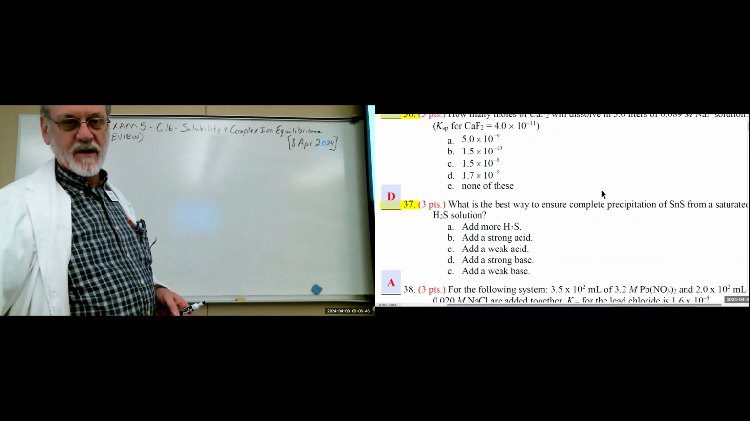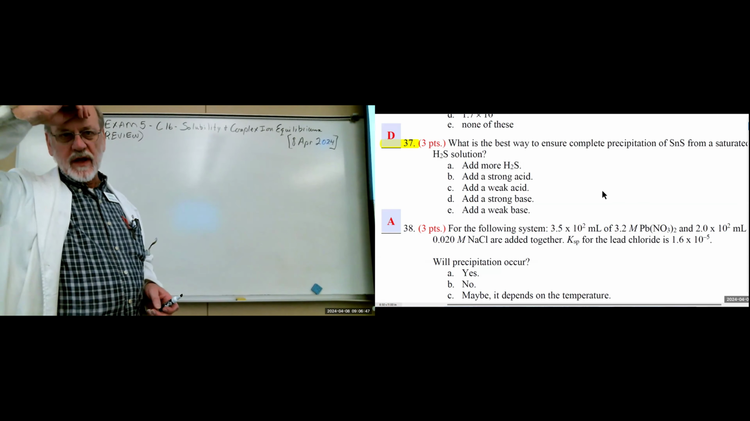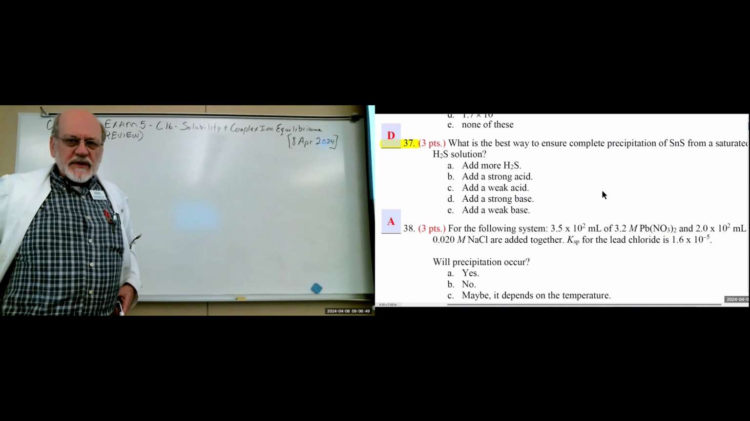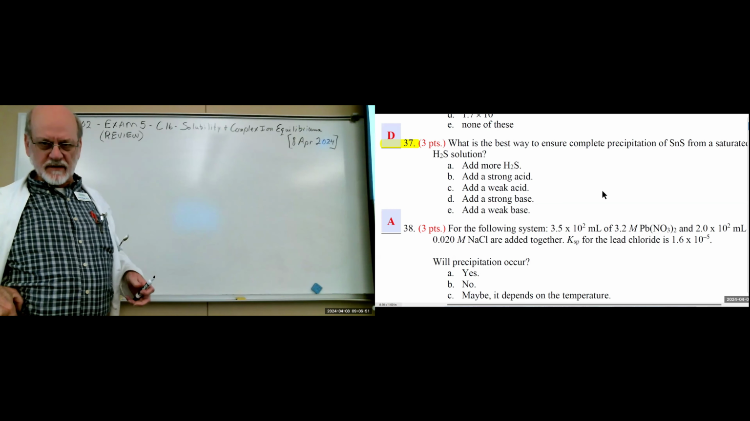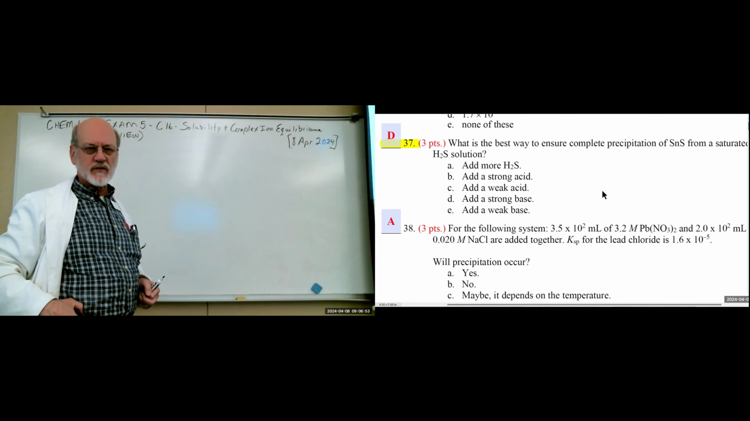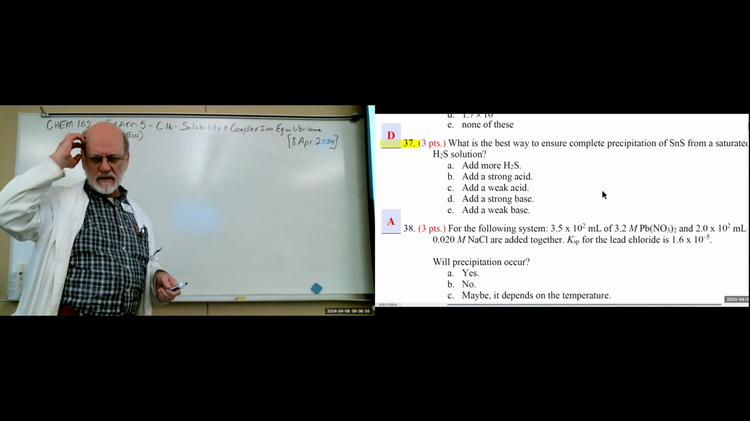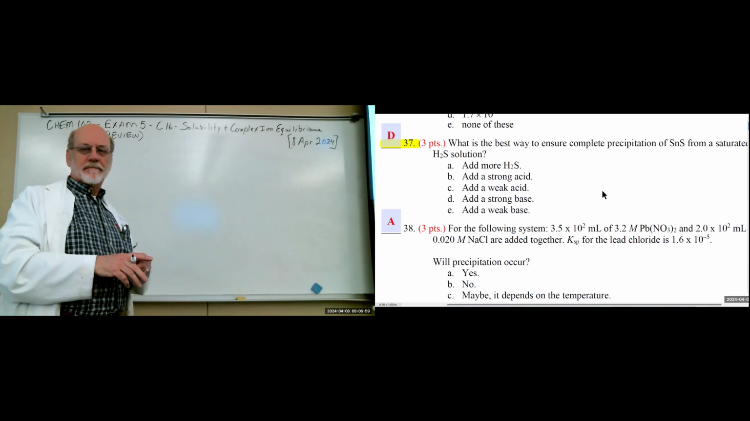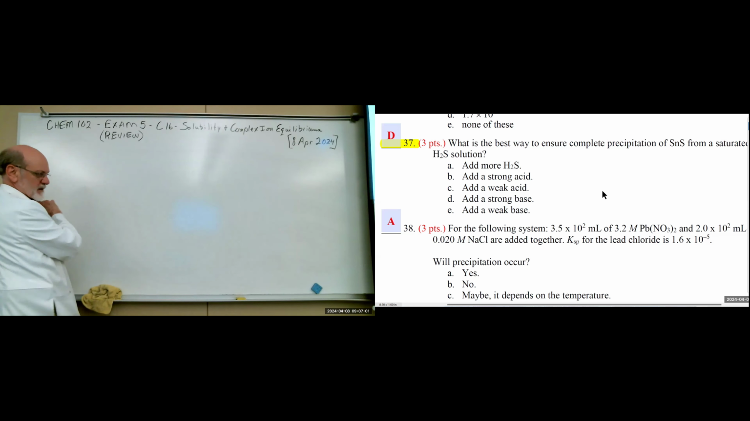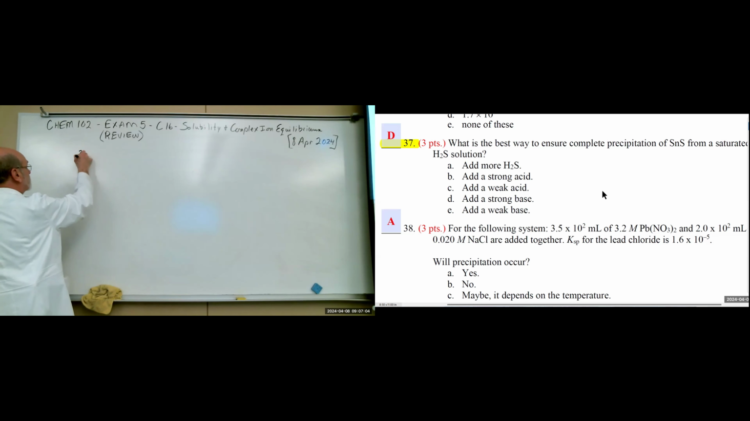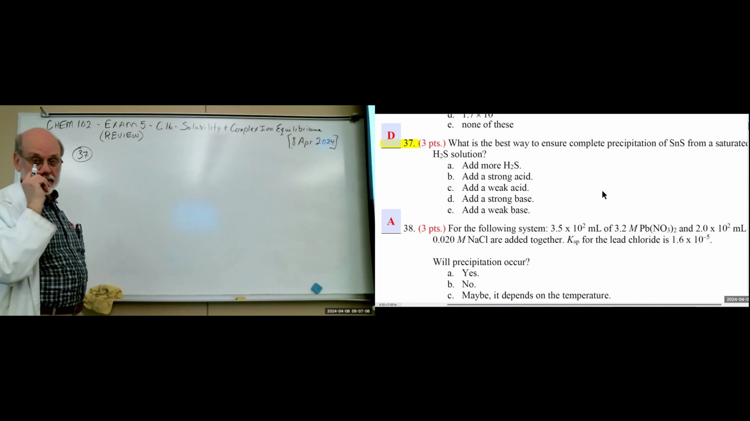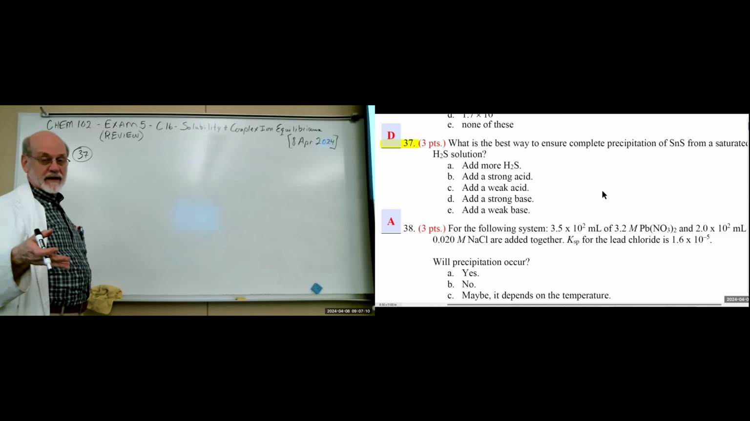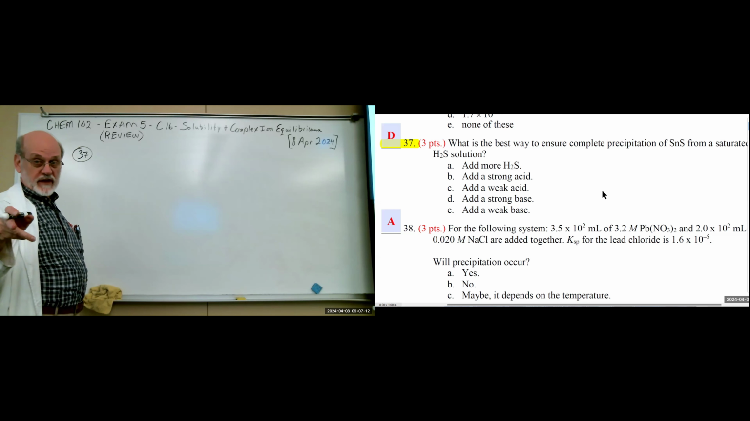$37. Oh, here's another one. Okay, what's the best way to ensure complete precipitation of tin(II) sulfide from a saturated H2S solution? Okay. Let's see, number 37. We don't even have to look at the schematic, because we're saying this is the only thing in solution.